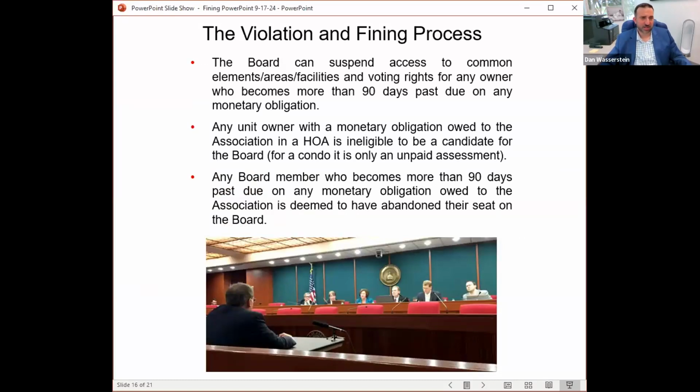What else can you do with these fines? Well, you can suspend common amenity access, common area access for certain areas. You can suspend voting rights. In an HOA, if they owe a fine, they're not allowed to run for the board. Can't be a candidate for the board of directors. And if there's someone who's already on the board, whether it's in a condo or HOA, if they get fined and that fine is pending for more than 90 days, they give up their seat on the board. So there are some, I'll call them, non-monetary punishments where you can suspend rights or prevent people from being on the board if they owe fines.